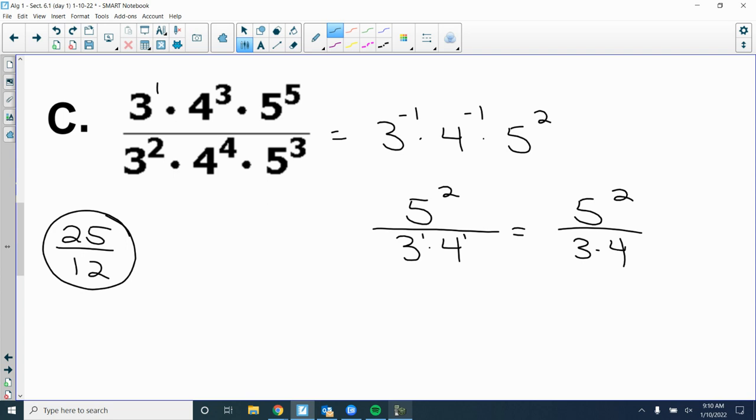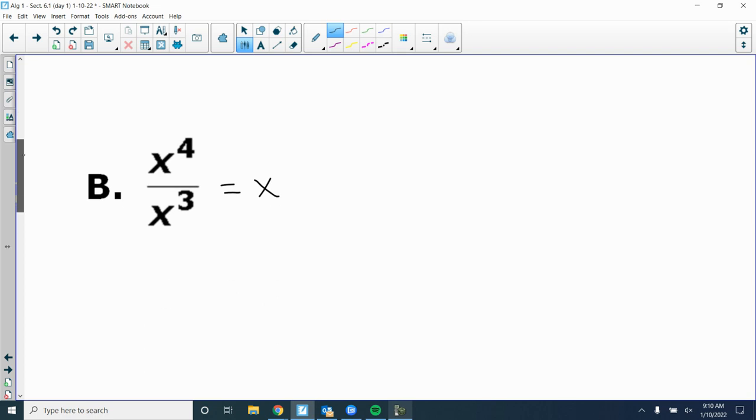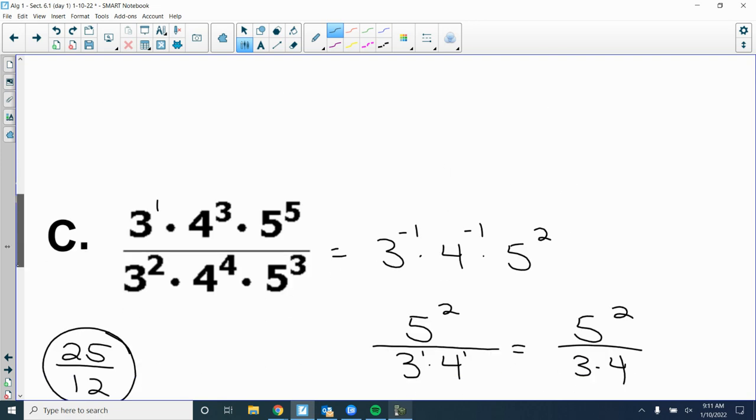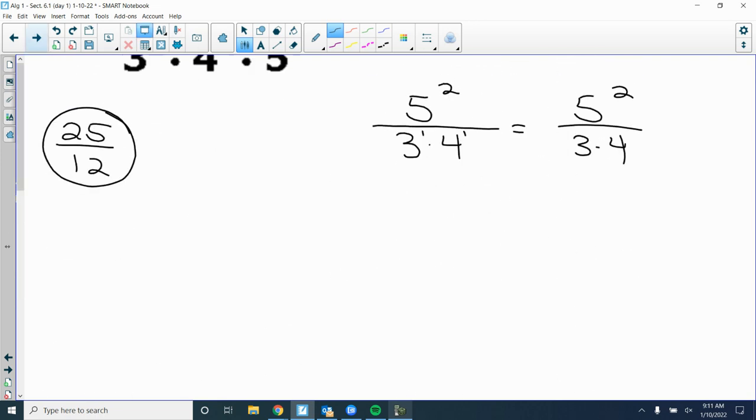How come for B it's just X? What do we do to the powers when it's a division problem? Subtract them. What's 4 minus 3? 1. X to the first is the same as X. Okay, Y to the first is the same as Y. If you wrote to the first power, I would accept it for now, but you just got to know eventually it's the same. Okay. All right, good. All right, stick with me. We're almost done.